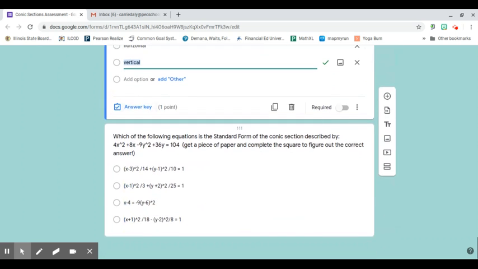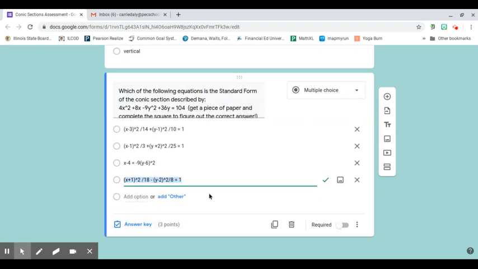And then lastly, this question was asking for the standard form of the conic section. So this required a whole bunch of completing the square and all that good stuff. But right off the bat, I know that I'm going to have something with an x squared, something with a y squared, and whatever is in front of the y squared needs to be negative. So I can choose this one right here without doing any other work. X squared, y squared, and then the y squared is negative. So that's how I can kind of guess my way through that one.